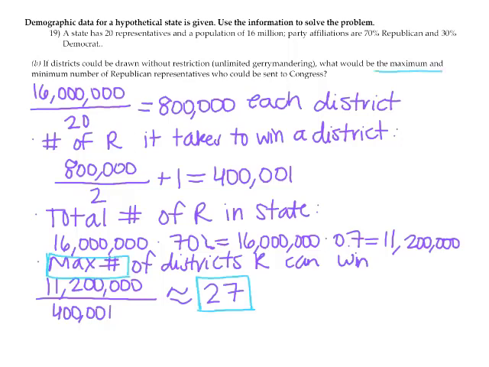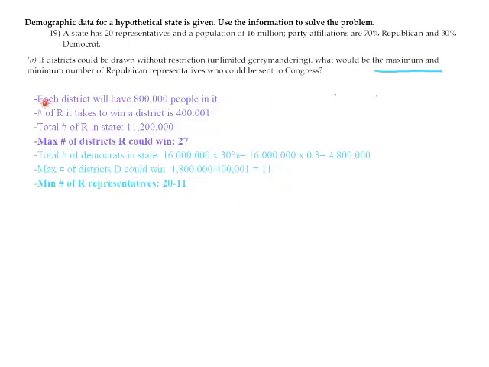Now we need to find the minimum number of Republican representatives who could be sent to Congress. So from here we need to look at the Democrats. Each district is going to have 800,000 people in it. We first solved for that by dividing the population by the number of representatives. So 16 million divided by 20 is 800,000. So each district is going to have 800,000 people in it.